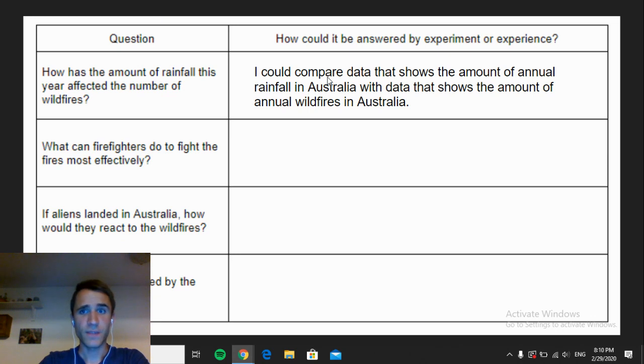So I wrote here, I could compare data that shows the amount of annual rainfall in Australia with data that shows the amount of annual wildfires in Australia, right? That's how I would answer that question. For the following 3 questions, guys, I want you to answer how you could answer it using experiment or experience. One of these 3 questions cannot be answered by experiment or experience. For that question, you can just write cannot be answered, because that means it's not a good scientific question. So pause the video and do that.